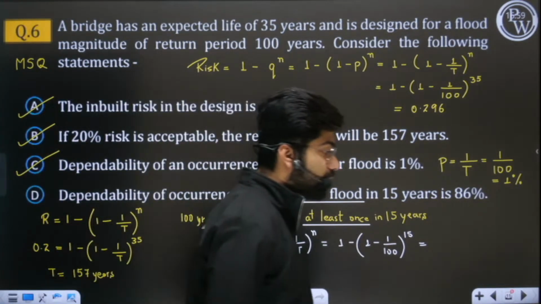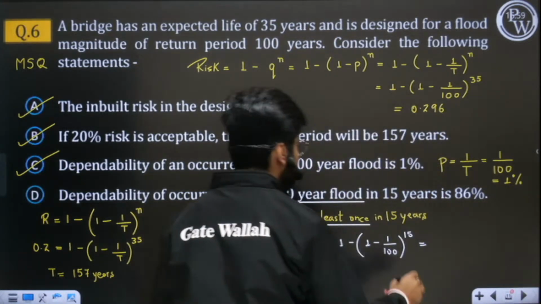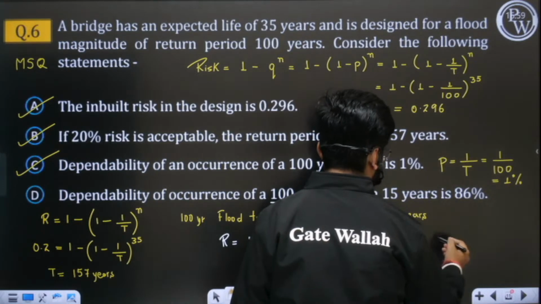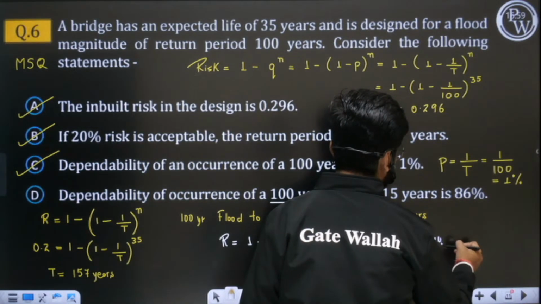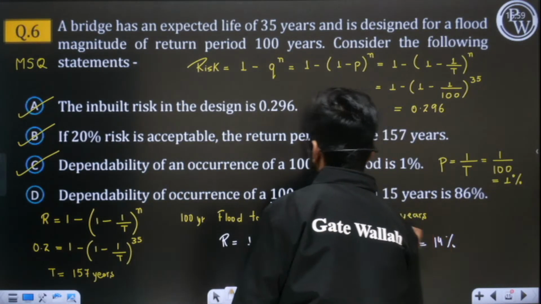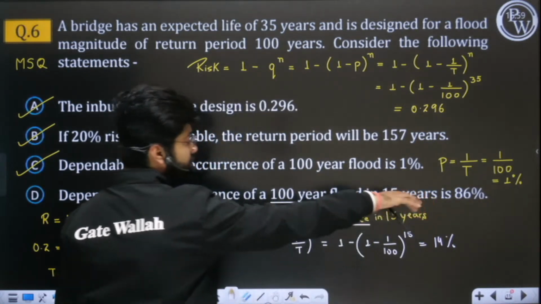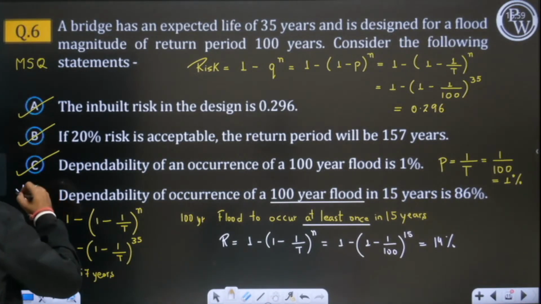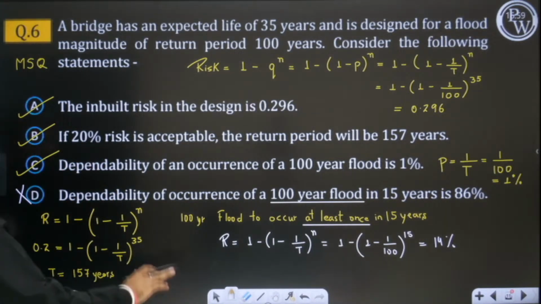13.99 you are saying, perfect. So around 14%, or 0.14. So this is wrong. If 14% was written here, then it was correct, but it is written 86, so it is wrong. D statement is wrong here. Okay, so I hope this is clear to you.